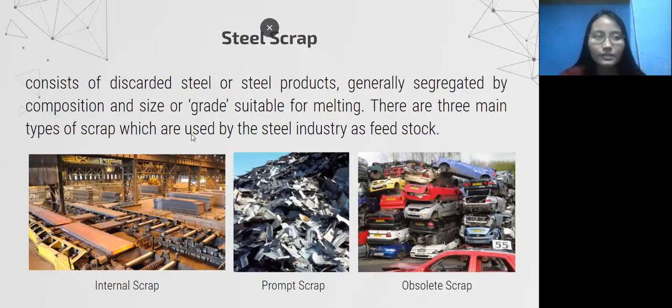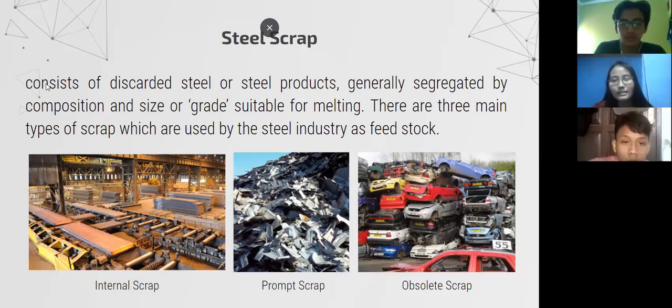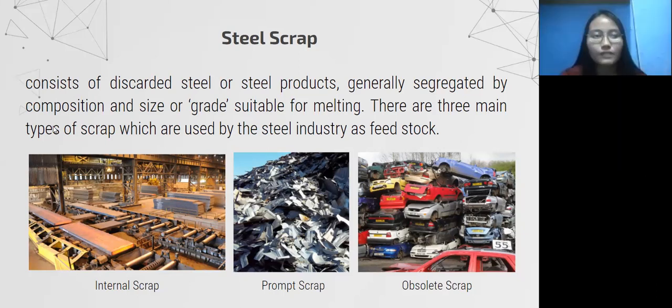Steel scrap consists of discarded steel or steel products, generally segregated by composition and size or grade suitable for melting. There are three main types of scrap which are used by the steel industry as feedstock. These are internal scrap, from scrap, and obsolete scrap.